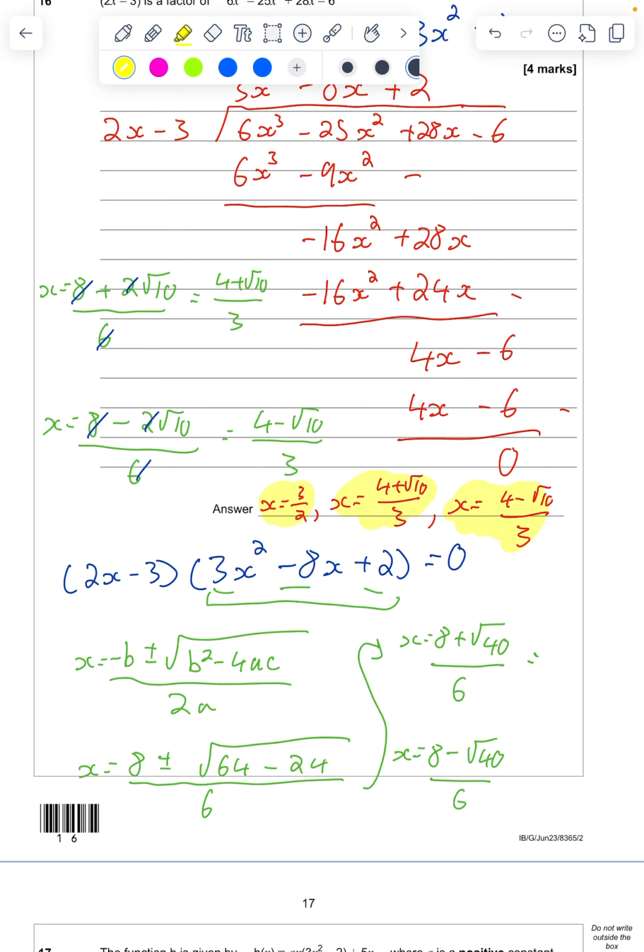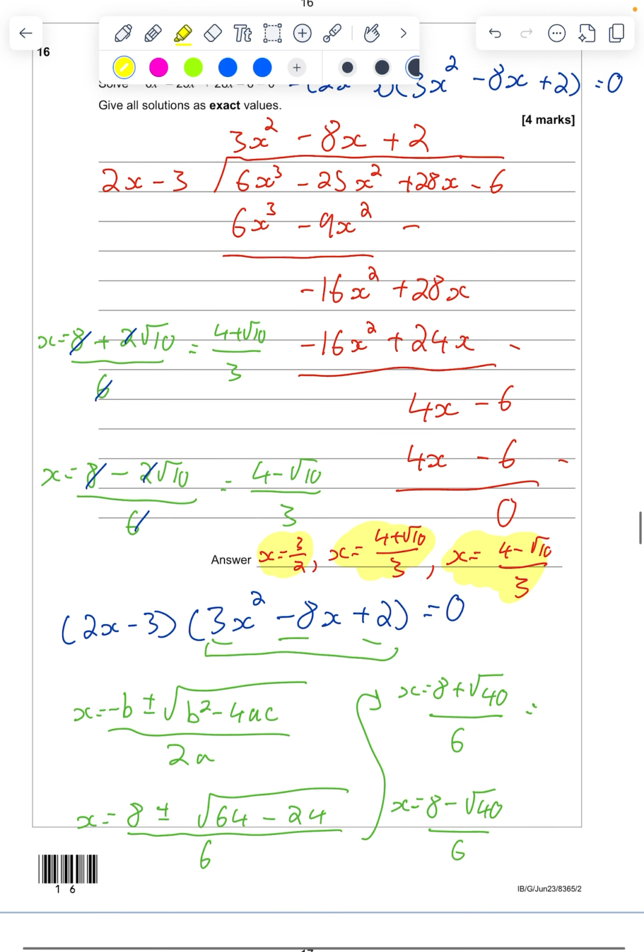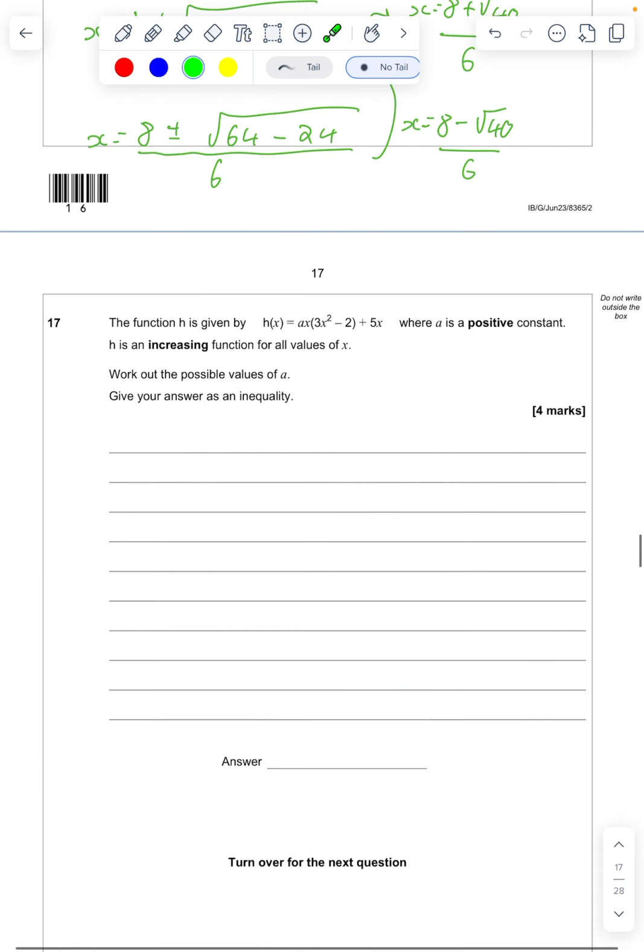For 4 marks, that's a hard question. Really harsh. Because you have to do polynomial division to get to this part here. You couldn't factorize that easily. You used the quadratic formula, which then left you with surds. It was just quite a big question. Anyway, that is correct, so that's fine.